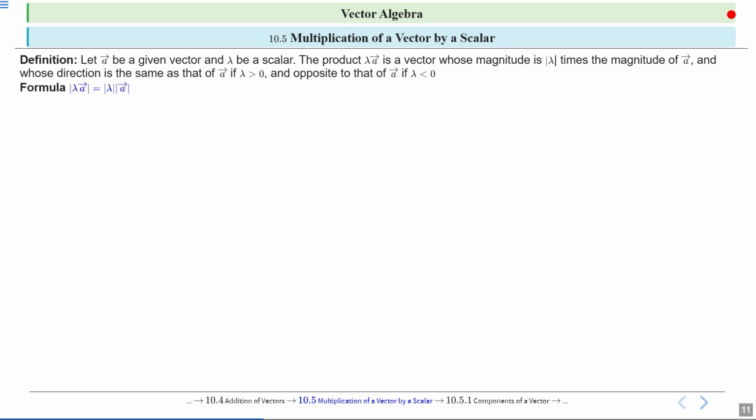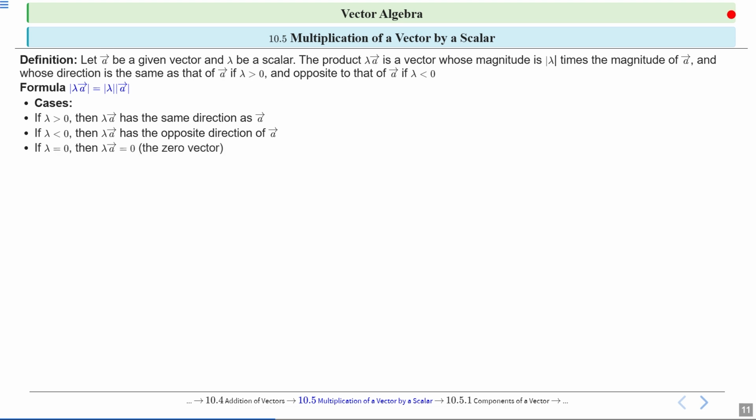So the formula: magnitude of lambda A vector will be equal to magnitude of lambda into magnitude of A vector. If lambda is greater than 0, then lambda A vector has the same direction as A vector, okay? If lambda is less than 0, then lambda A vector has the opposite direction of A vector. If lambda is equal to 0, then lambda A vector is equal to the zero vector, okay?